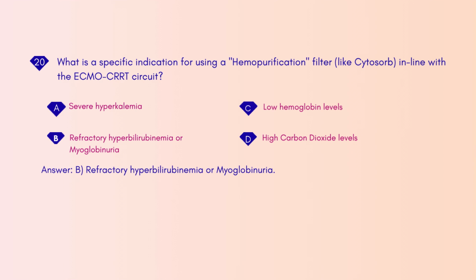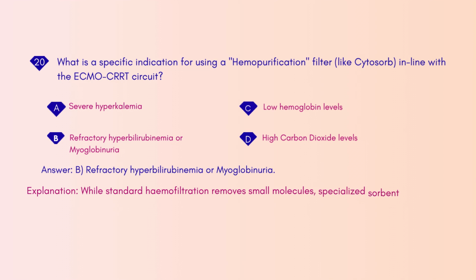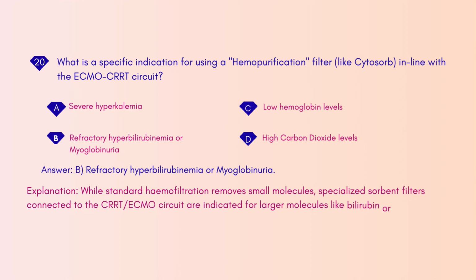Refractory hyperbilirubinemia or myoglobinuria. Explanation. While standard hemofiltration removes small molecules, specialized sorbent filters connected to the CRRT/ECMO circuit are indicated for larger molecules like bilirubin or myoglobin, in rhabdomyolysis, to prevent pigment-induced kidney injury.